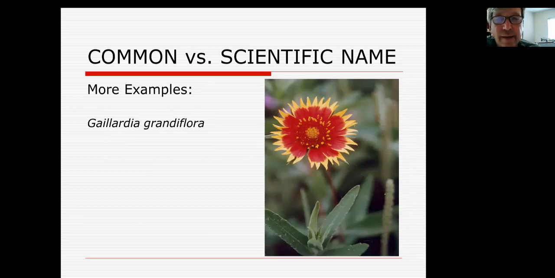The scientific name of this is Gaillardia grandiflora. What are some names that y'all have heard this one called, this wildflower? Summer daisy. Okay, that's one I haven't heard of. That's a good one. I'll add that to my list. What else? Blanket flower. Firewheel. Anything else?